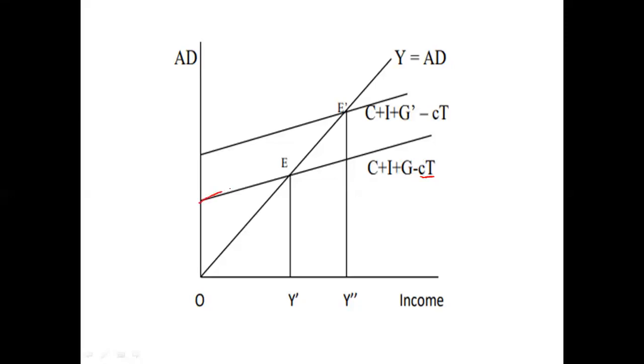So you see students, this is the first aggregate demand curve. This is the aggregate demand curve and this is the supply curve, the 45-degree curve. Where the demand curve and supply curve join, it is called E. This is the equilibrium. This is OY1. This is called the equilibrium income.